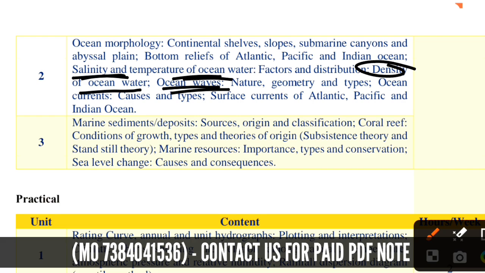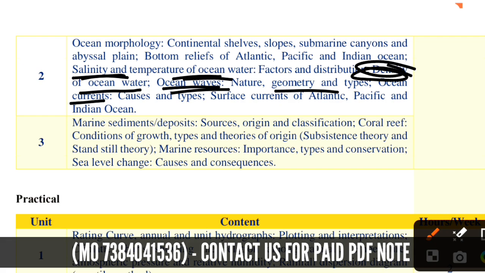In ocean waves, the syllabus mentioned three things: nature, geometry and types. So you have to understand the basic nature of ocean waves, the different parts of waves and the different types of waves. After ocean waves, we come to one of the most important topics of this unit: ocean currents.